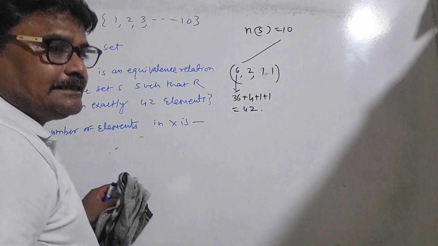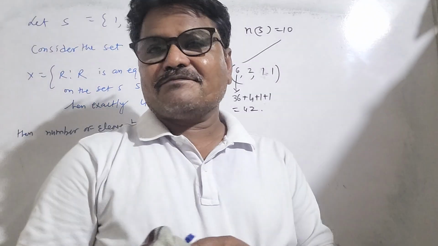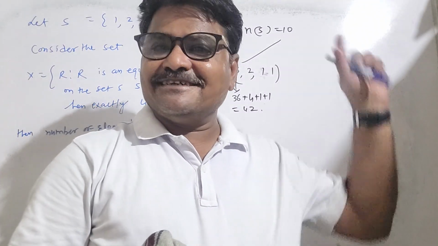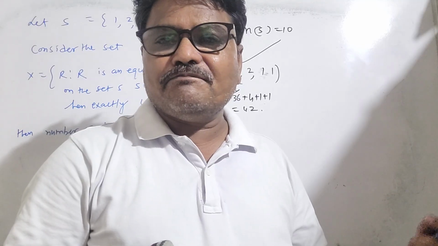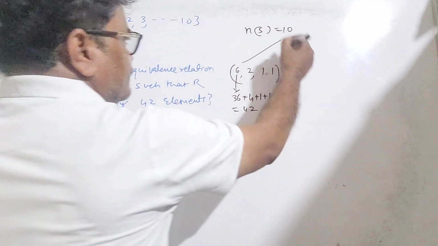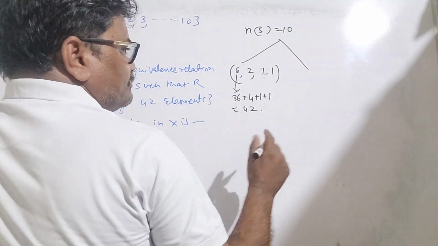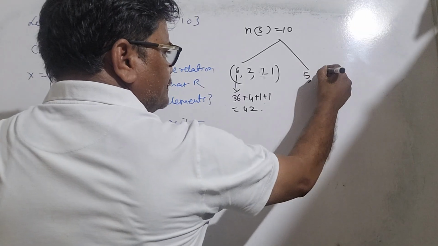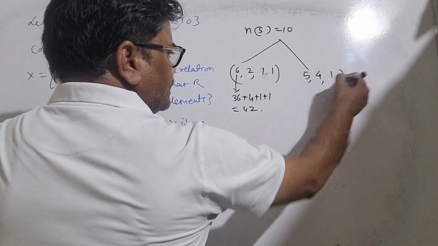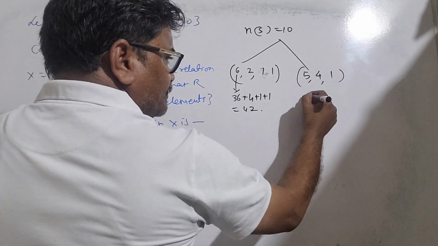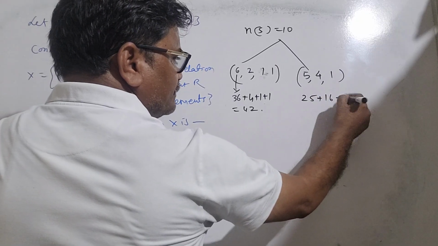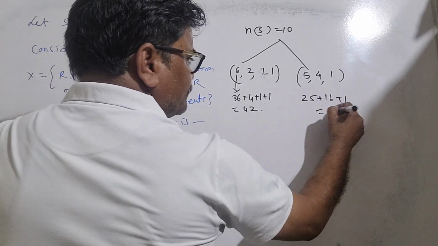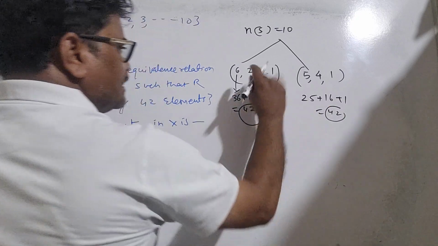All these partitions are disjoint sets, and their union is set S. Can we have another way to partition this n of S equal to 10? Yes, we can have 5, 4 and 1. And 5 squared is 25, 4 squared is 16, 1 squared is 1, again 42. So these are the two ways we can partition.